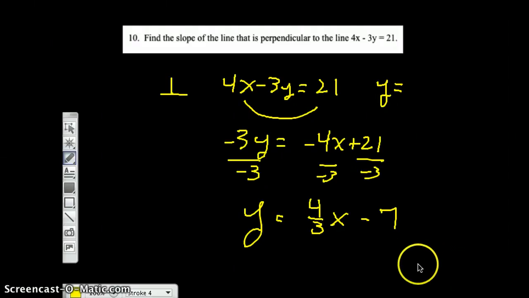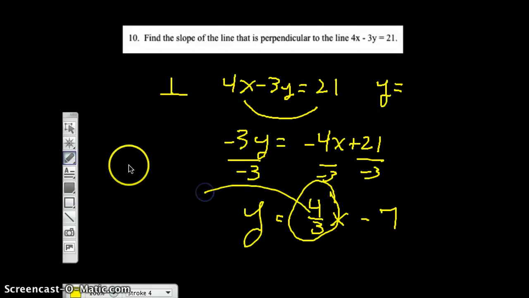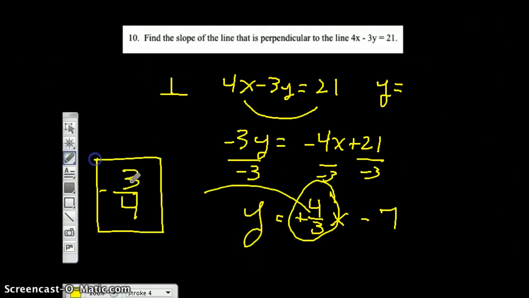Now remember, find the slope that is perpendicular to this line. This slope is 4 over 3. And according to my video, to find a perpendicular slope, you flip and you do the opposite sign. In this case, it was plus, so negative. That would be the slope of the line that's perpendicular to that line.